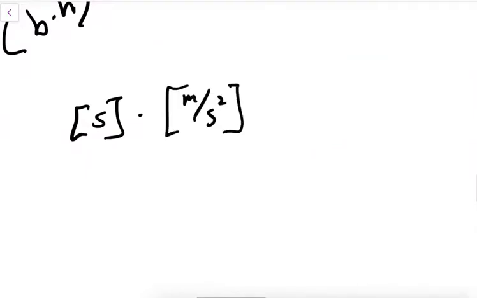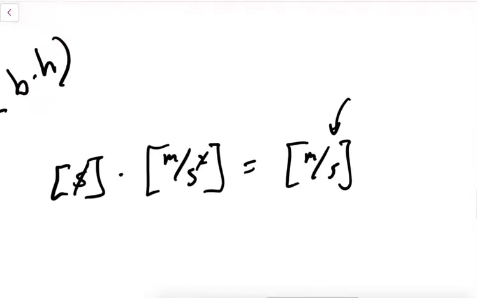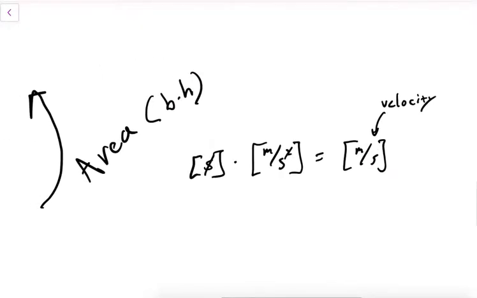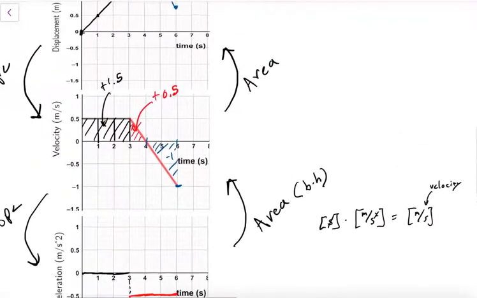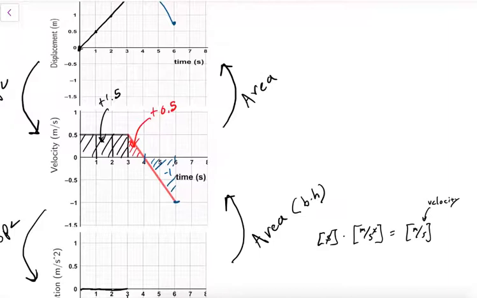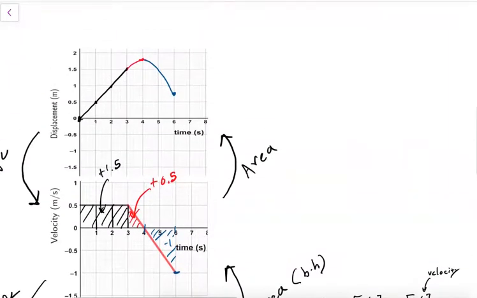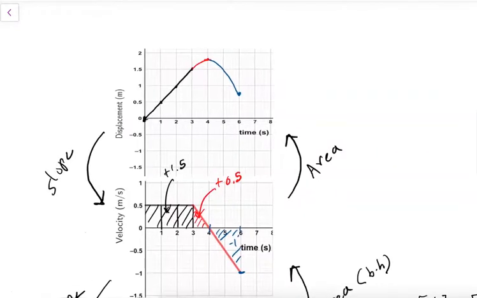So if we were to multiply, this seconds would cancel out with this seconds, and we would end up with meters per second, which is a velocity. And that's why if we take the area of an acceleration graph, we would end up with velocity. And you can translate that and say, well, the area of a velocity graph is meters per second times seconds, which ends up with meters. Similarly, if we take the slope of the line, we would get the rate of change, the division, y over x, which is meters per second. That gets the velocity, and so forth.